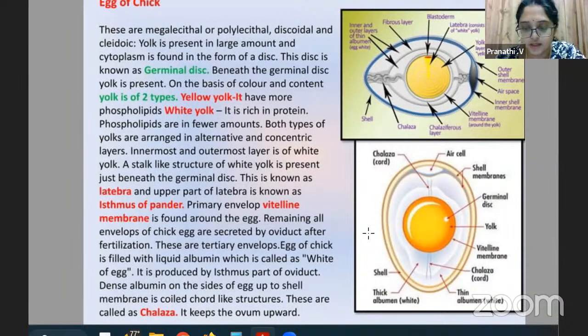So in the reptiles, birds, mammals, fetal membranes are present only during the period of embryonic development alone. So the yolk sac, like I already told you, is an important embryonic membrane, which helps to absorb the yolk from the egg. And then this is connected by a yolk sac stalk that is present.